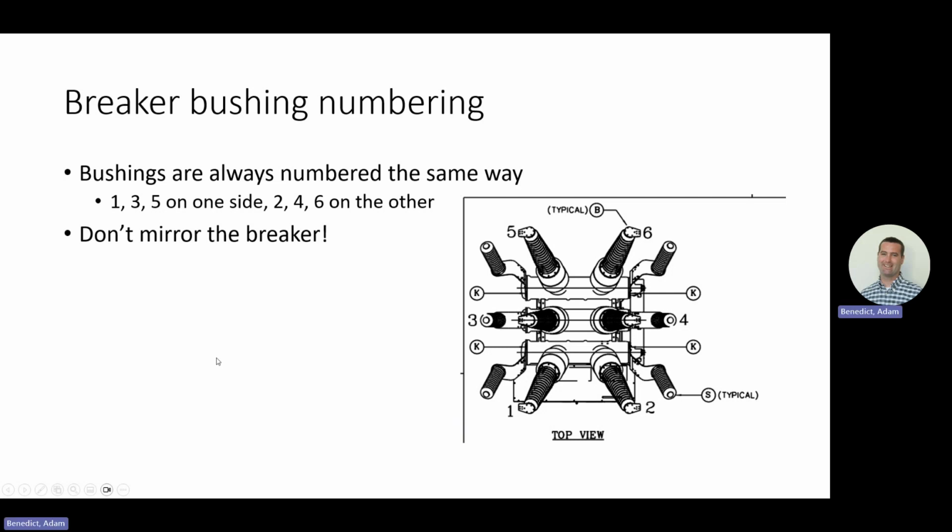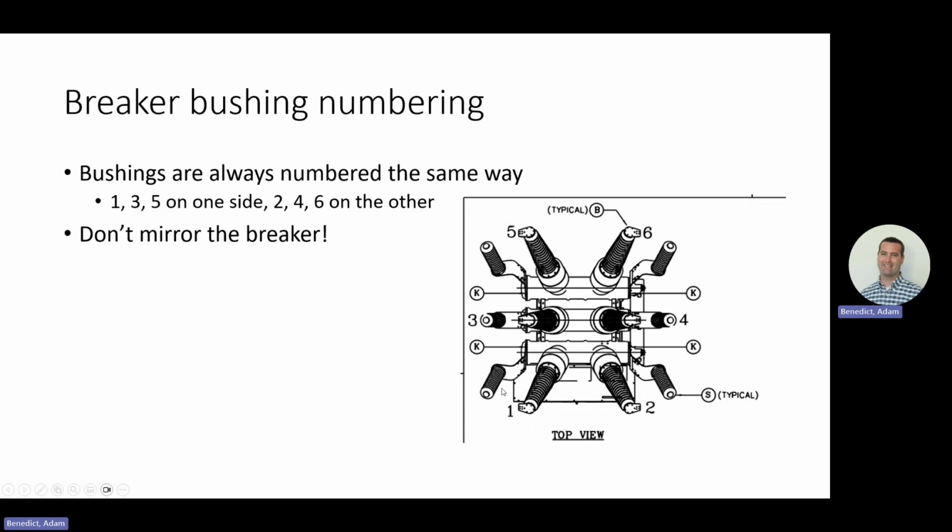Breaker bushing numbers are always numbered the same way. This is an IEEE or NEMA standard. 135 is always on the same side. 246 is always on the same side. When you're looking at it, make sure to reference the vendor print and know not to mirror the breaker. This is a common drafting mistake where, if you need to flip where 1 and 2 are, just know you can't mirror it. Otherwise, the breaker's being installed upside down.